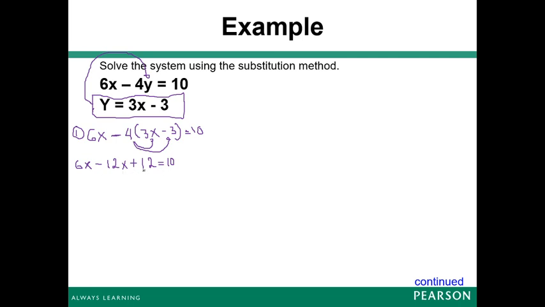Now we're going to simplify. Look at that. We're going to move this 12 to the other side in negative form, and look at that. 6x and minus 12x are like terms. So now 6x minus 12x is minus 6x, equal 10 minus 12.